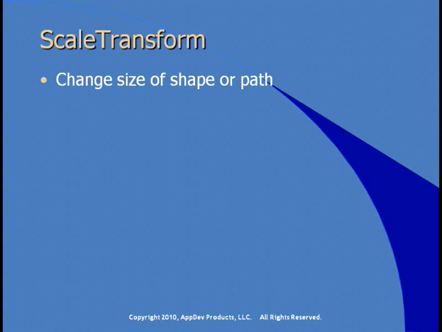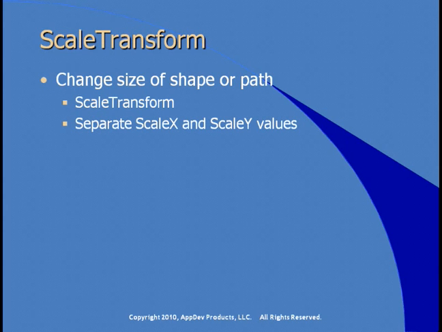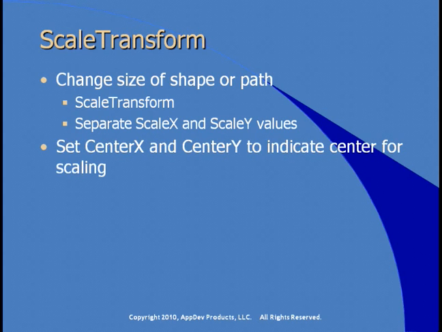If you want to change the size of a shape or path, you can use a scale transform. You'll provide separate scale x and scale y values to control scaling in the horizontal and vertical direction. You can also set the center x and center y to indicate the center for that scaling, because by default, they scale starting at the upper left-hand corner. You may decide you want things to scale starting at some other point within your shape. Let's look at an example that demonstrates this behavior.